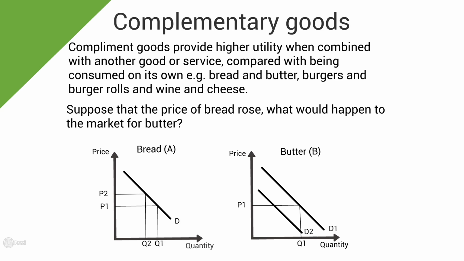If the price of butter was to remain constant at P1, there would be a new equilibrium in the economy with the new demand curve, where a lower quantity of butter will be consumed, Q2 rather than Q1. So the increase in the price of bread has led to a decrease in the quantity demanded of butter. The price of bread has risen from P1 to P2 and the quantity of butter has fallen from Q1 to Q2. So let's have a maths example.